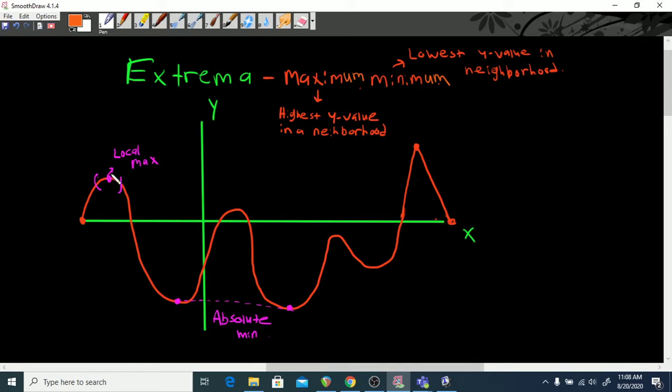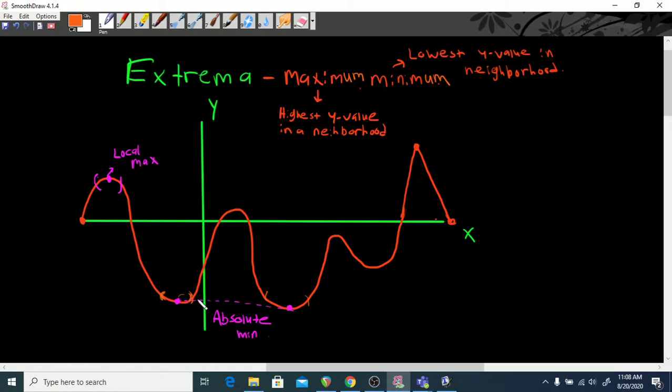Right here, this point that I'm pointing to is higher than anything around it. So we call this a local max. Now down here, let's look at these two. These two are supposed to be the same height, and they're both the lowest points in their neighborhood. So this one by itself, if we just consider its little neighborhood, would be a local min, and the same here. These would both be local min.